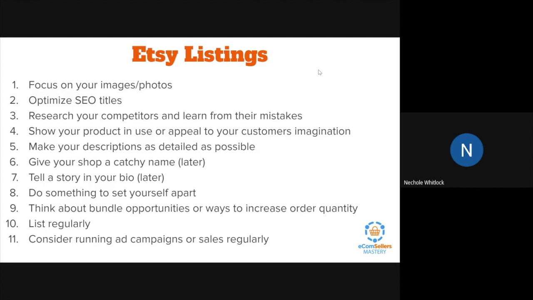Number 9, think about bundle opportunities or ways to increase your order quantity. So maybe she has 3 or 4 sets of recipe stacks. She's selling 10 recipe cards for fruits, 10 recipe cards that are vegetables, and 10 recipe cards that are fruits and vegetables. Now she has the opportunity. She's selling them individually. She has the opportunity to get 3 different sales. So that's going to increase her average order value over time. We're not starting off there today. Don't overthink it. But at some later point, that may be an opportunity.